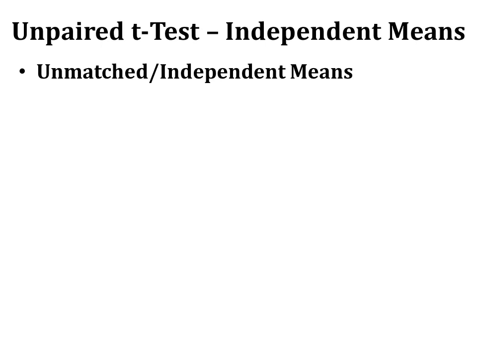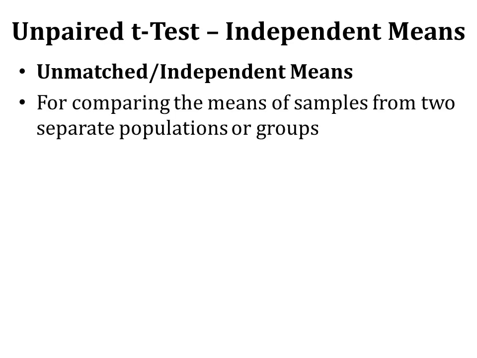So today we are going to discuss the unpaired t-test, which is a t-test for independent means, or for unmatched means. This t-test is used for comparing the means of samples from two separate populations or groups. As its name indicates, this is the test for two unpaired or unmatched groups, two independent groups. So in this case, we have two independent populations, and we are going to compare the means of the samples from these two separate populations or groups. This is the purpose of using the unpaired t-test.